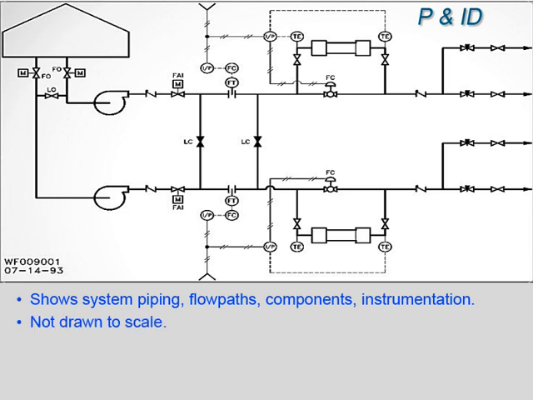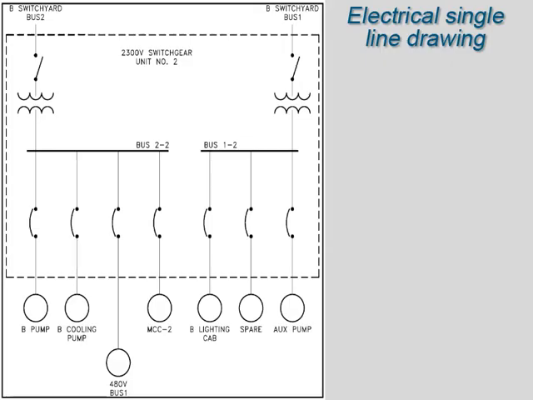P&IDs are not drawn to scale and present only the relationship or sequence between components. Two pieces of equipment may be drawn next to each other on the print, but actually be separated by a large distance. The intent of these drawings is to show how system components interrelate instead of their actual physical size or location. Electrical single-line diagrams serve the same purpose as P&IDs, but for electrical systems.